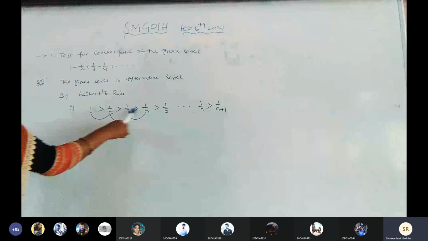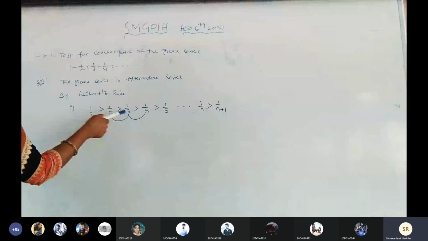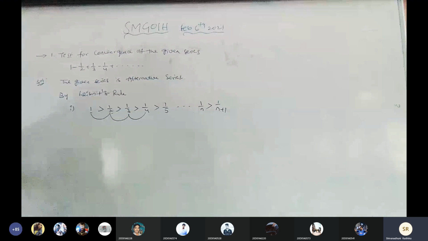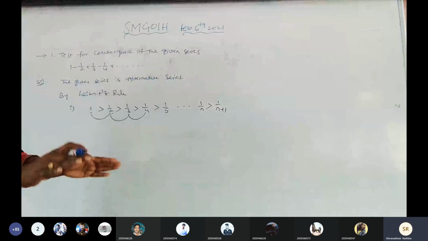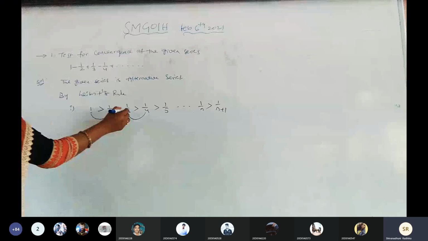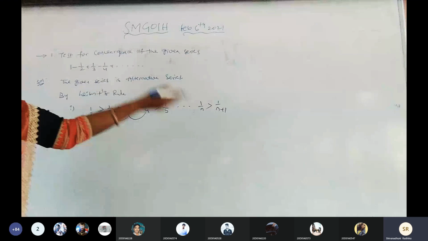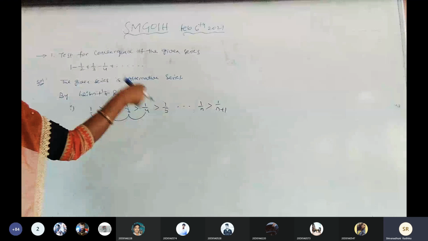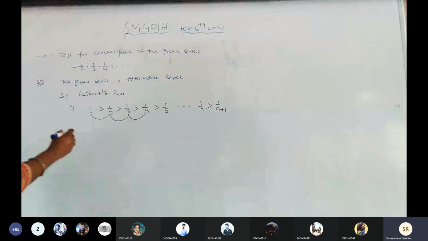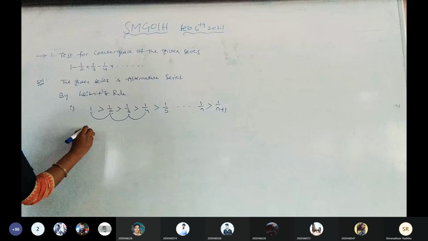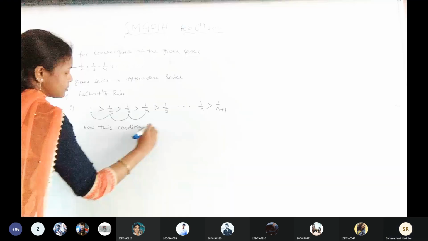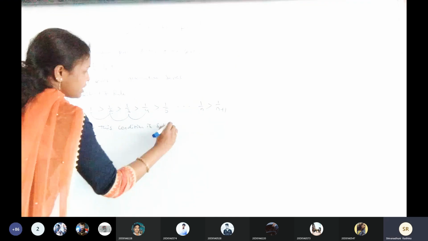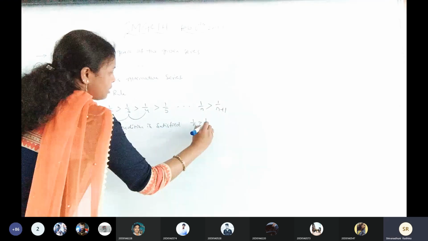Now each and every succeeding term is less than the preceding value. Is it clear? This is the succeeding value, this is the preceding value. The succeeding value is always less than the preceding value. The first condition is satisfied. That condition is 1 by n greater than 1 by n plus 1.